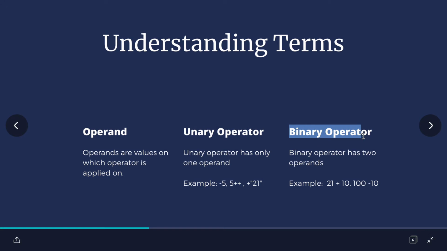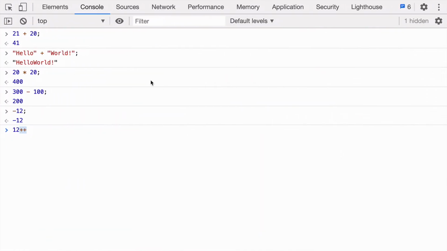The next is binary operator. So a binary operator has two operands. All these other operators that we've seen, addition, concatenation, multiplication or subtraction, like 21 and 20, they have two operands. So this addition operator is applied on two operands. Because of that, the addition operator is a binary operator. Similarly, multiplication operator is a binary operator. Subtraction is a binary operator.